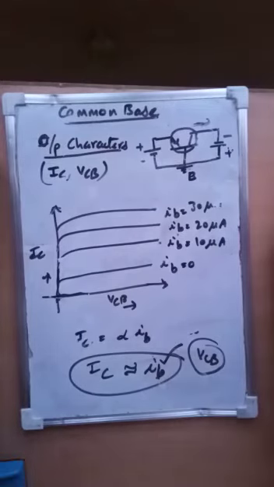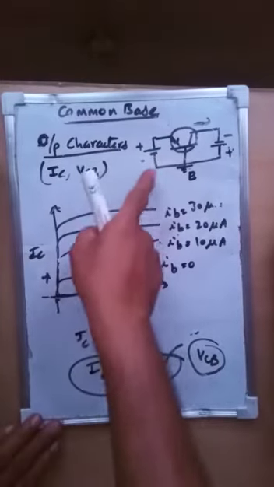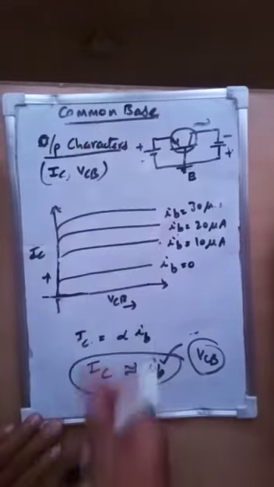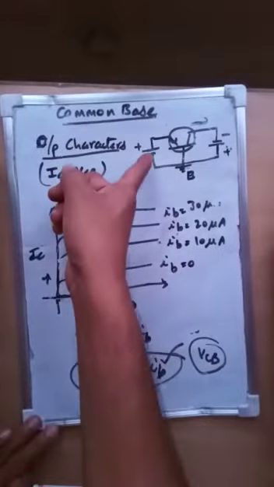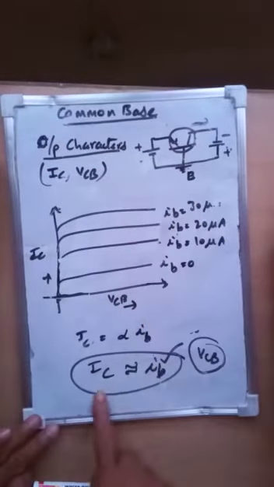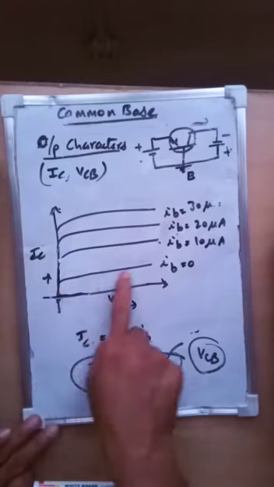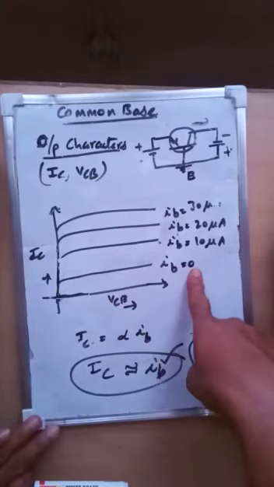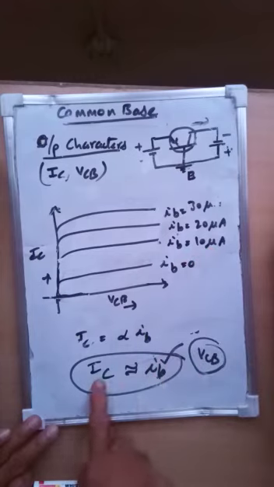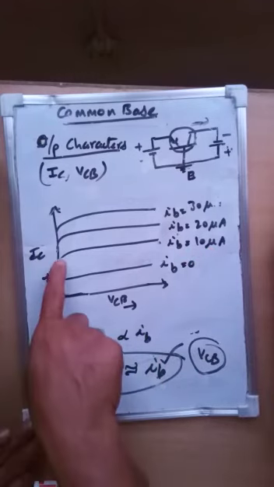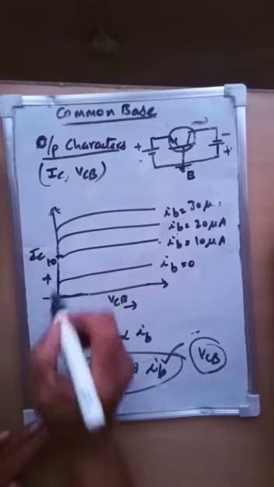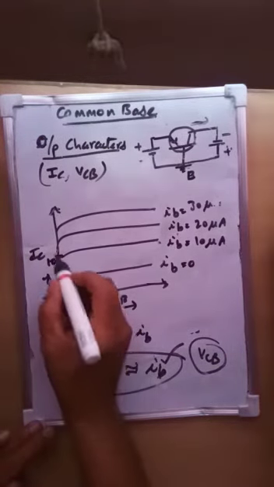So if we keep the input current equal to 0, that is, open circuit, what should be the output current? IC is equal to 0. Similarly, if the input is 10 microamperes, IC is also 10 microamperes, because it is constant. So 10 microamperes here, and this is 0.